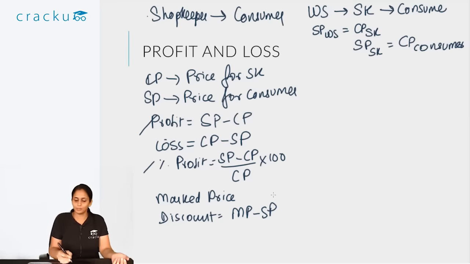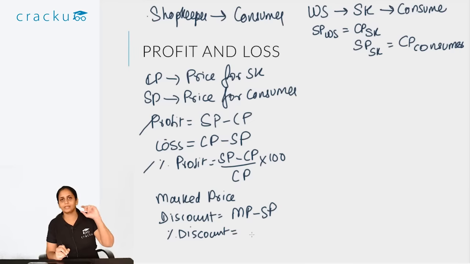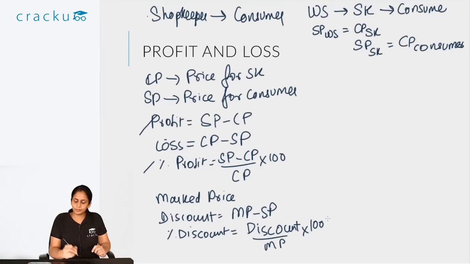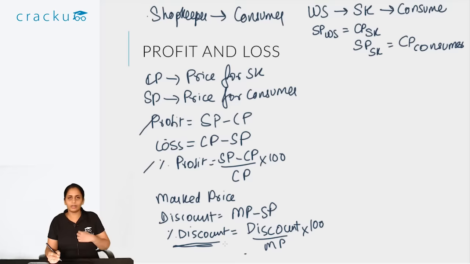So percentage discount is defined as a percentage of marked price, because if I say 10% discount, I'll be taking 10% of 120 rupees, that is the price put on the object. So this is discount by marked price into 100. This is discount from the perspective of the buyer. So he got 10% discount on the thing that he bought.